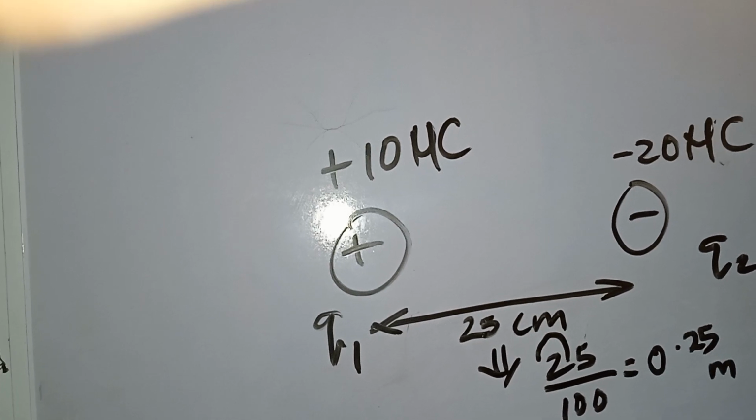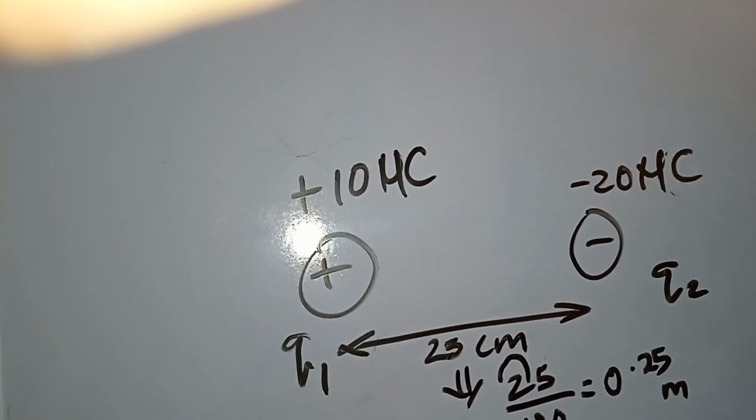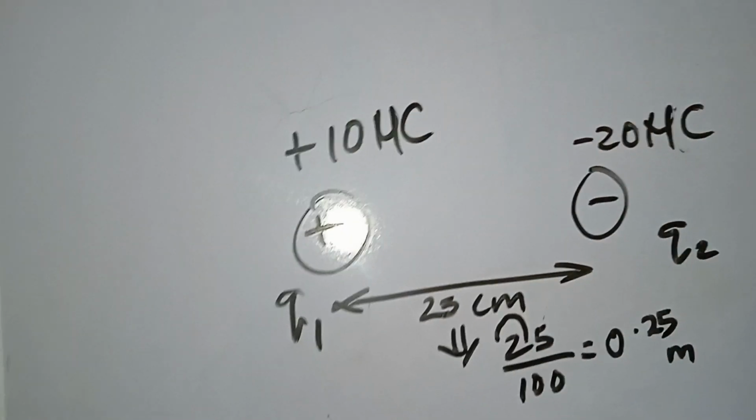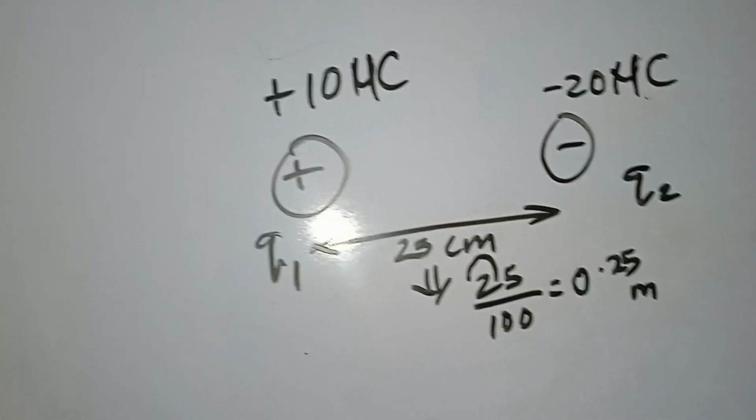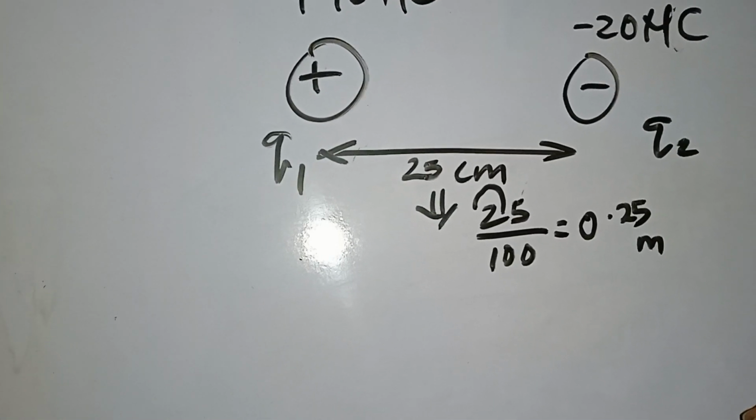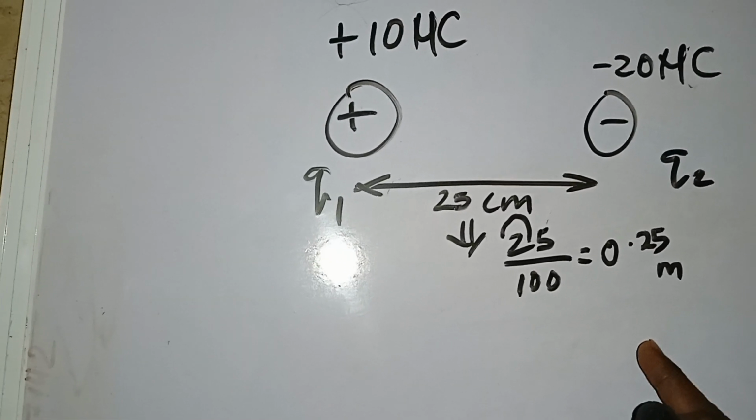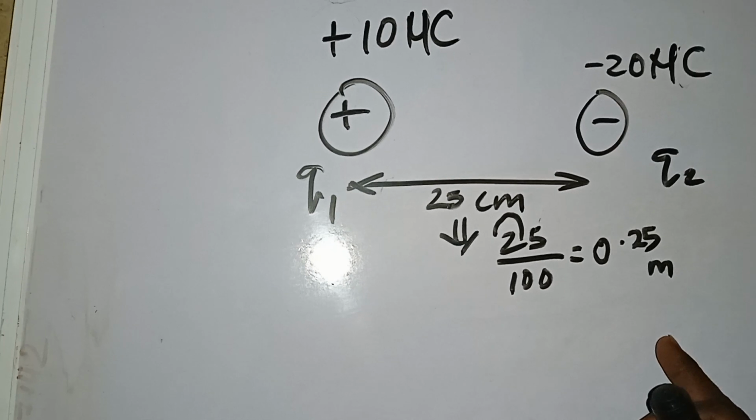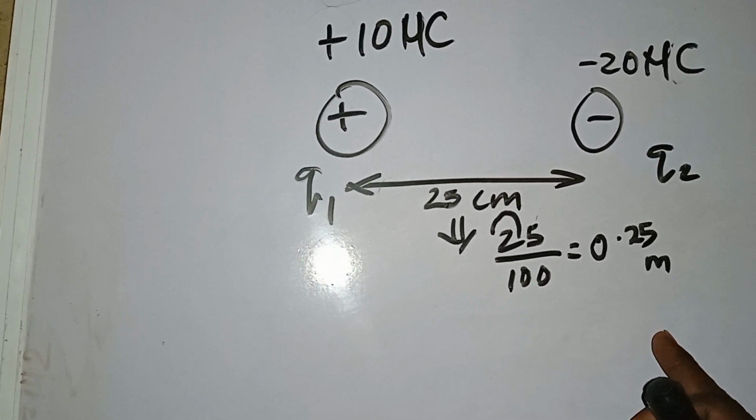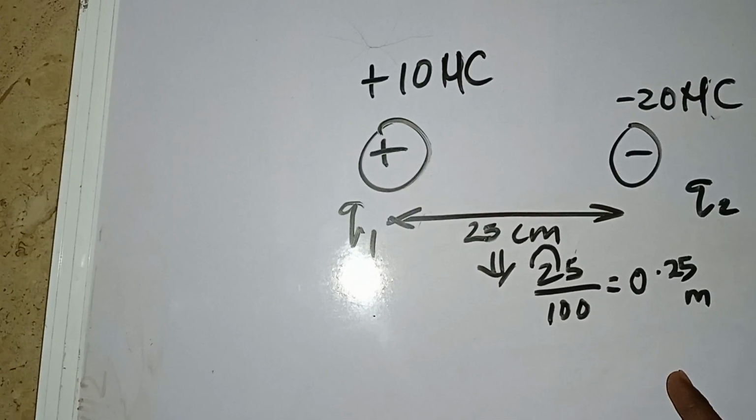Okay, let me go through the question again. The question said a plus 10 microcoulomb point charge is 25 centimeter away from a minus 20 microcoulomb point charge. Calculate the magnitude of the electric force. So this is the diagrammatic representation.